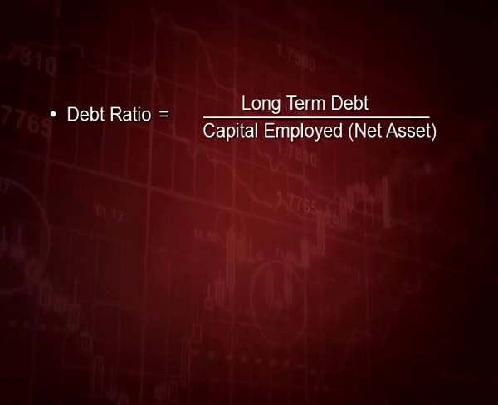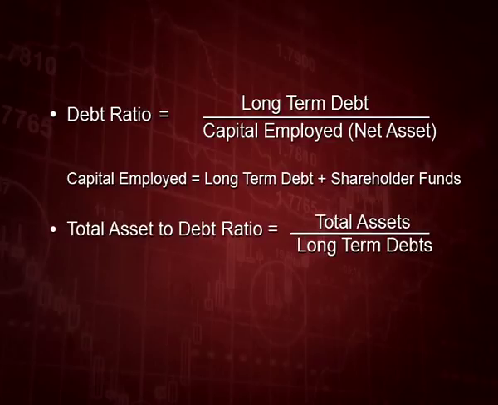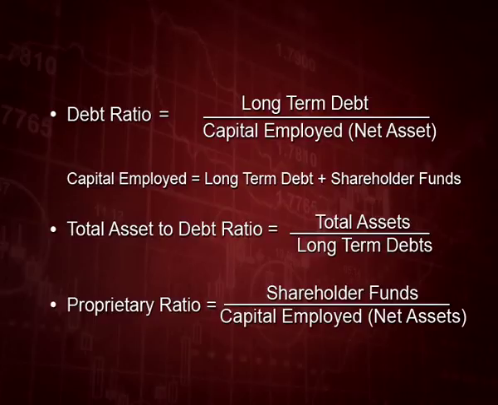Another variation of this ratio is debt ratio, which is equal to long term debt upon capital employed or net assets. Now, capital employed is equal to long term debt plus shareholder funds. Third ratio under this section is total asset to debt ratio. Now, this ratio is equal to total asset upon long term debts. Next ratio is proprietary ratio, which is equal to shareholder funds upon capital employed or net assets.